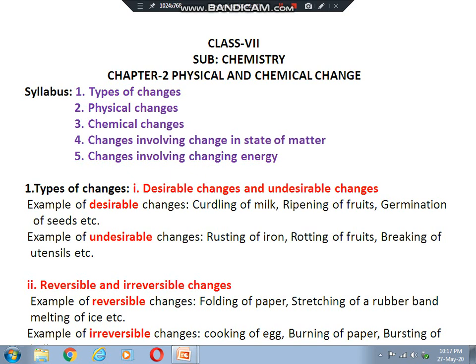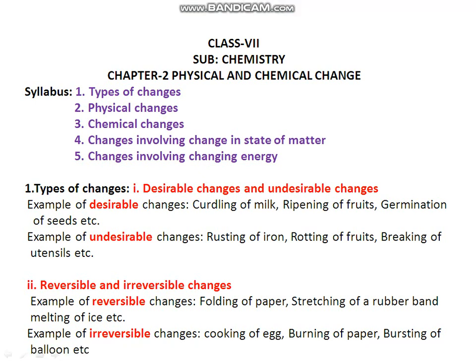Dear students, I am going to teach class 7 chemistry, chapter 2, physical and chemical change. In this chapter you will learn types of changes, physical changes, chemical changes, changes involving change in state of matter, changes involving changing energy. It's a very easy chapter.